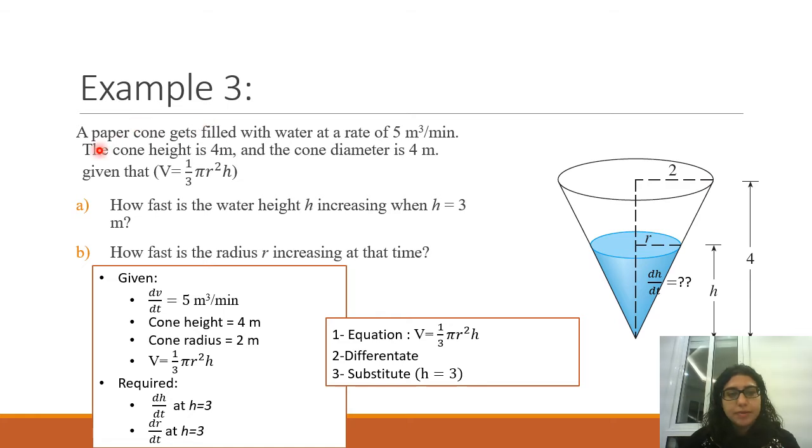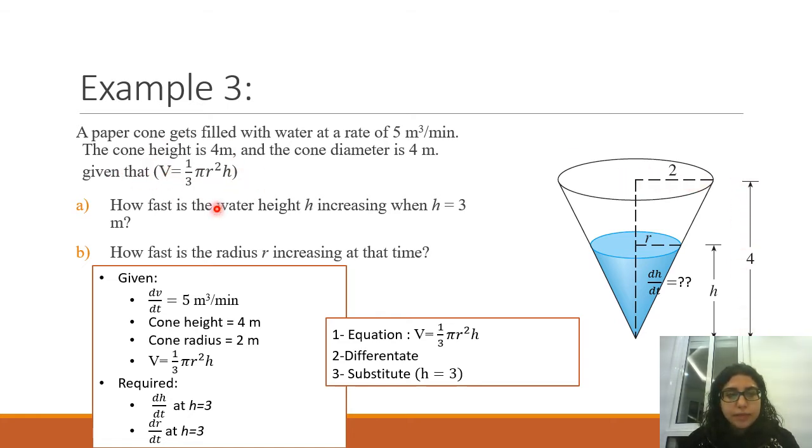So in this example, a paper cone gets filled with water at a rate of 5 meters cubed per minute. If you are not sure what quantity this is, just look at the units and you will find that this is meter cubed, which means volume. So this is dV by dt. The cone height is 4 meter. Here it is, 4 meter. And the radius is 2 meters.